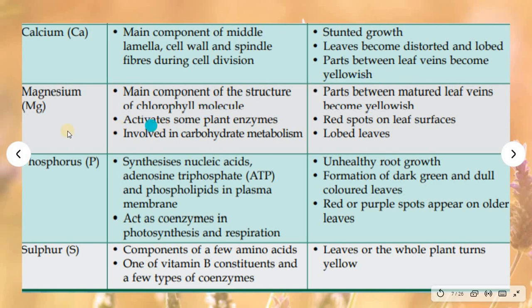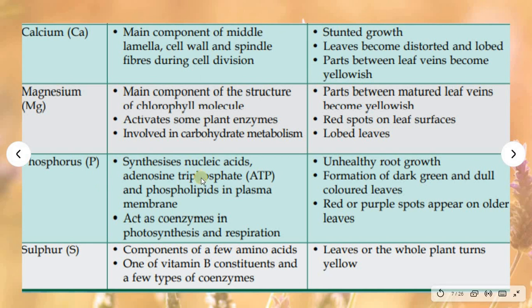So we go to the magnesium, the main component of the structure of the chlorophyll molecule. It activates some plant enzymes involved in carbohydrate metabolism. The effect of deficiency: parts of the matured leaf veins become yellowish, a little bit the same as calcium. And then red spots on the leaf surface, lobed leaf. Then we go to the phosphorus.